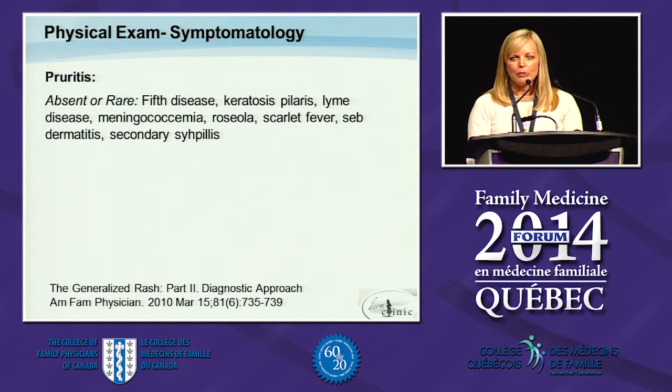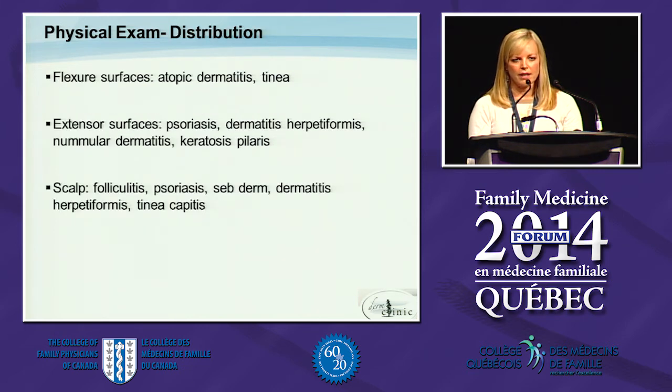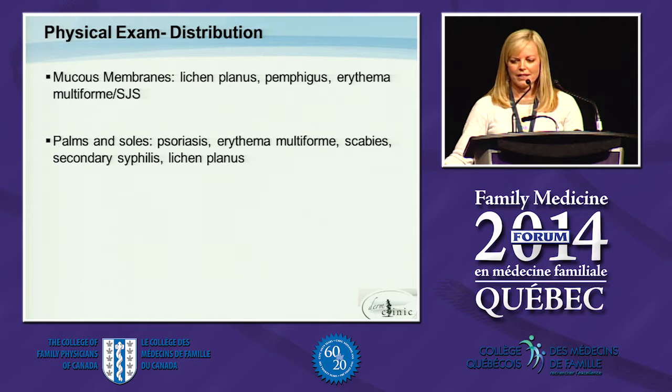Also really helpful, again, to go back and think about the distribution of the eruption. So we talked about flexures as being really common in atopic dermatitis, and of course the flexures in tinea as well. And then extensor surfaces, we're going to think more about psoriasis, about dermatitis herpetiformis, keratosis pilaris. The scalp, again, has some fairly specific diagnoses that attack it there. So folliculitis, psoriasis, seborrheic dermatitis, dermatitis herpetiformis, tinea. So we can narrow our list that way. Mucous membranes, again, there are only a few diagnoses that are more commonly affecting mucous membranes, and the same with the palms and soles.